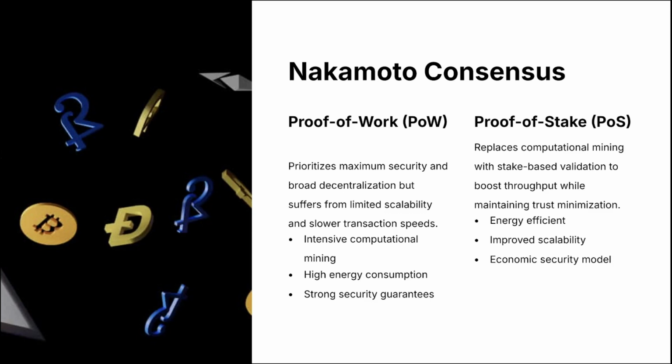To deal with some of these POW challenges, we have proof of stake, or POS, which replaces the energy-heavy mining process with a model based on ownership, or a stake in the network. Validators are chosen to propose and confirm blocks based on how much they've staked. This makes POS far more energy efficient and also significantly improves scalability. It also introduces an economic security model where validators have something to lose, helping to keep them honest.